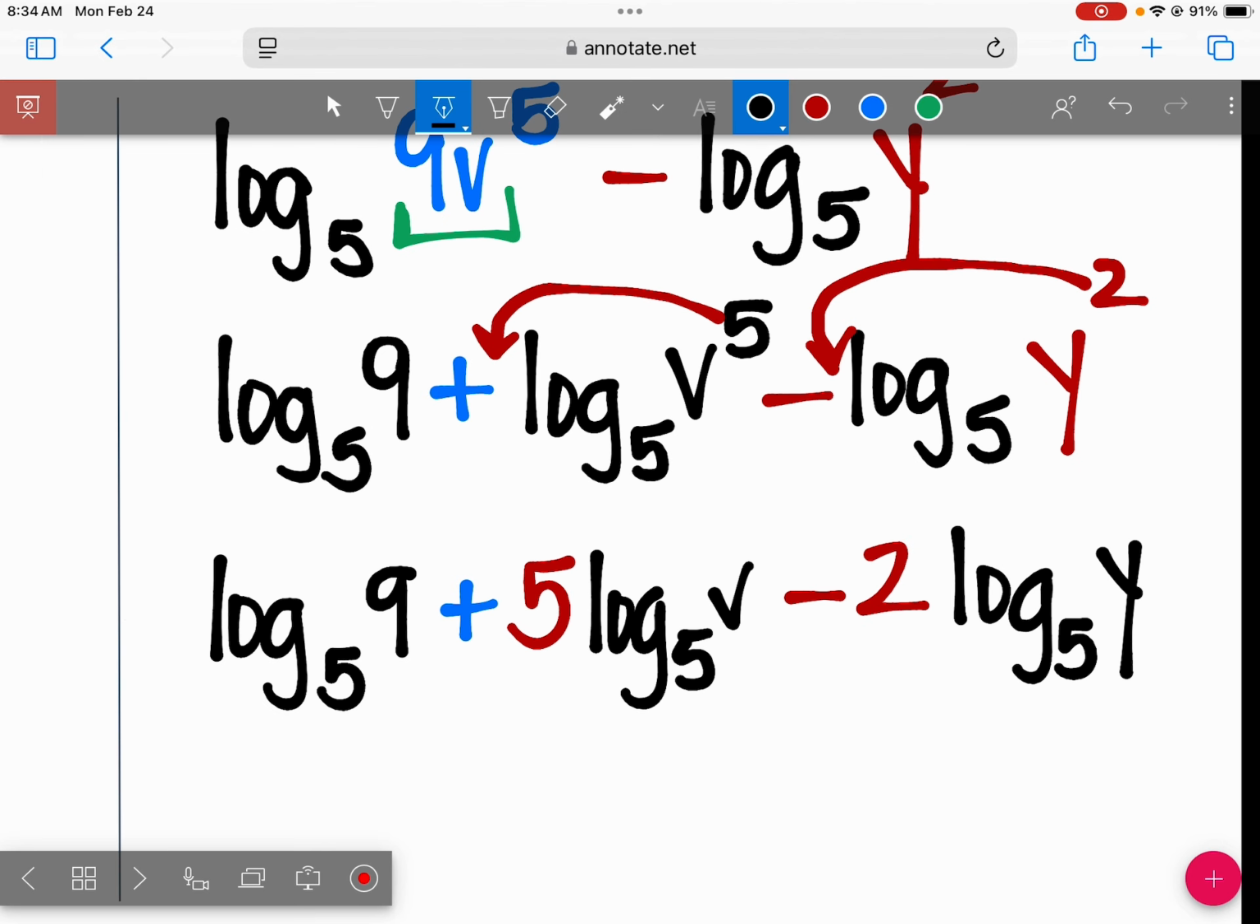In the end, you'll know you're done when you don't see anything together. There shouldn't be anything together, nothing multiplied, nothing divided, and no powers. Then this would be my final answer.